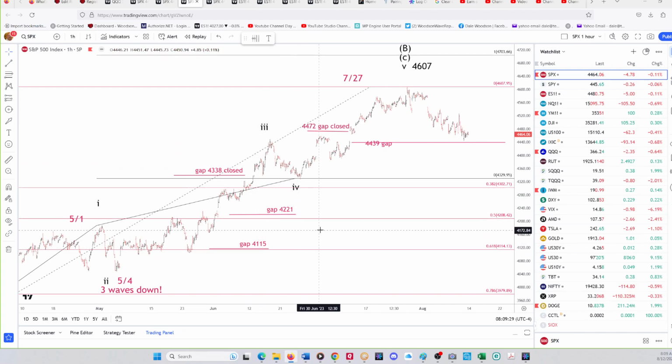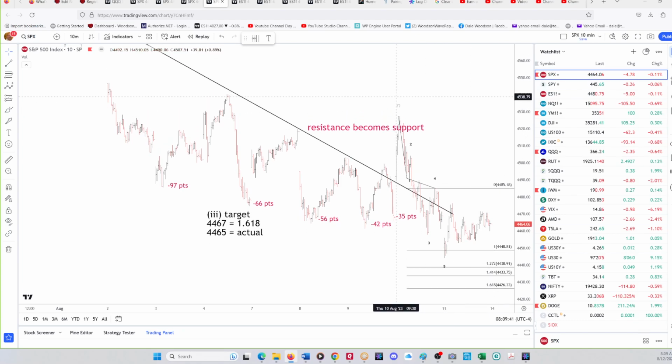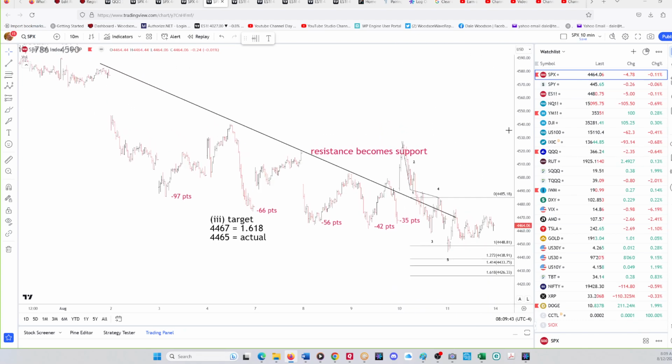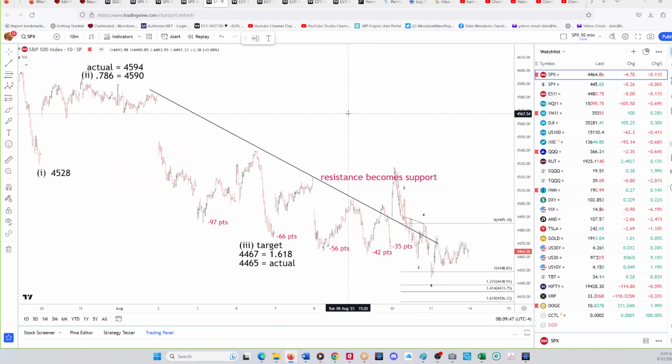Okay, you can see 42.21 and 41.15. That C wave down, all those gaps will be closed. Okay, and let me show you guys this too. Let me see if I can get that in there a little bit better. There we go.